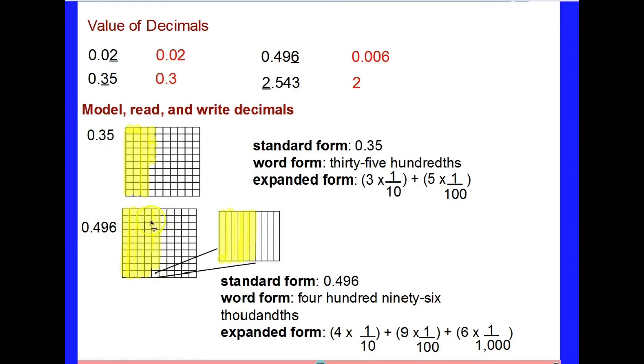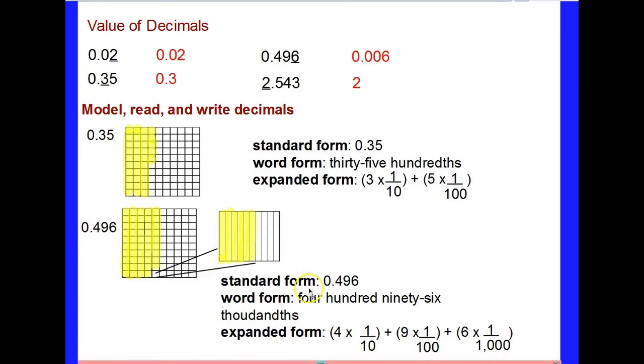1, 2, 3, 4, 5, 6, 7, 8, 9. 9 units in the hundredths place. And now I have thousandths. So I have to show that this unit has been magnified and then shade in the 6 for thousandths. 1, 2, 3, 4, 5, 6 parts shaded to represent thousandths.